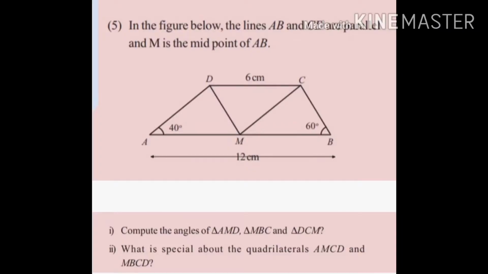Question number 5. In the figure below, the lines AB and CD are parallel and M is the midpoint of AB. First sub-question: compute the angles of triangle AMD, triangle MBC and triangle DCM. The second sub-question: what is special about the quadrilaterals AMCD and MBCD? The figure is given, and some measurements are also given. Let's see how to solve this.